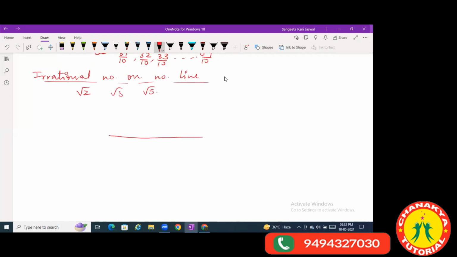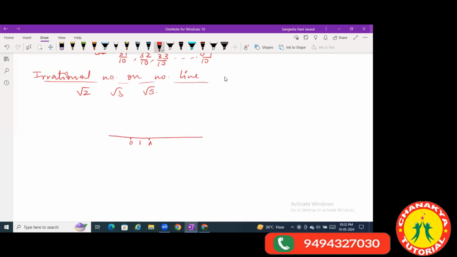We take a number line like this. From 0, we take 1 unit this side. Okay, let's take 1 centimeter. So I take from O to A as 1 unit, right? And then I make a perpendicular here.